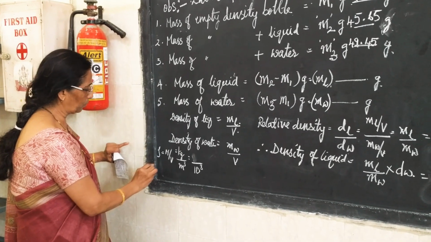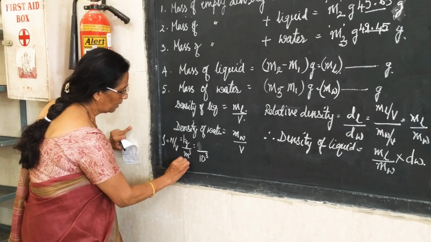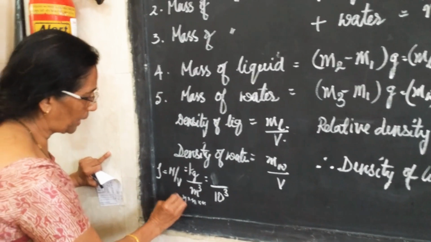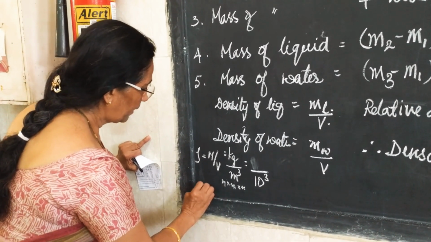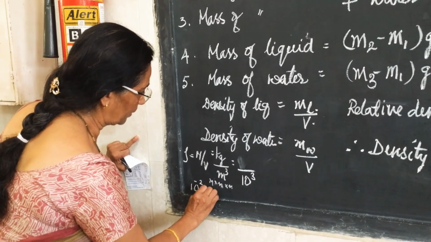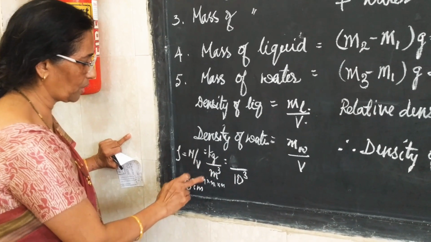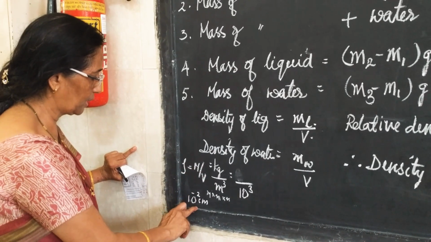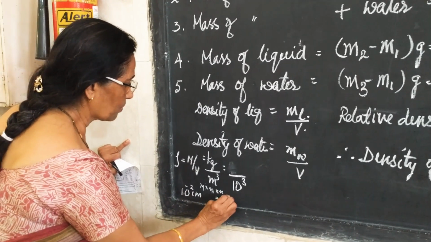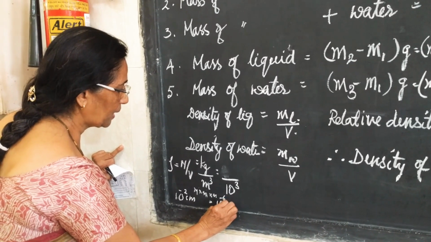Coming to the volume, I have meter into meter into meter, that is meter cube. 1 centimeter is nothing but 10 to the power minus 2 meter. Since I have taken grams and cubic centimeters, I need to convert it into SI units. Therefore, when I multiply it 3 times, it becomes 10 to the power minus 6 meter cube.